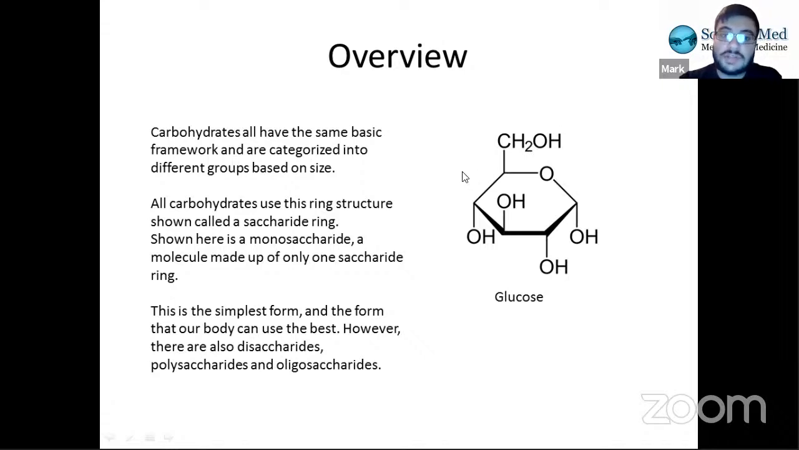This ring is called a saccharide ring. Shown here is glucose, a monosaccharide. A monosaccharide is only made up of one saccharide ring, as shown here, glucose. This is the simplest form and the form that our body uses the best. However, there are also disaccharides, which are two sugar rings, polysaccharides, which are a couple of sugar rings, and then oligosaccharides, which are many sugar rings.